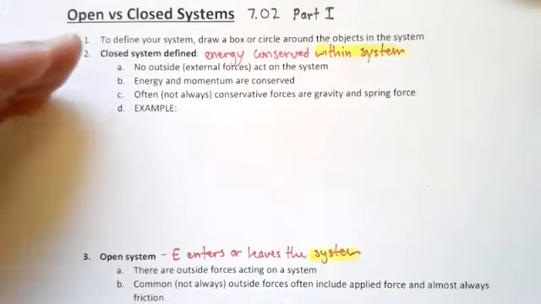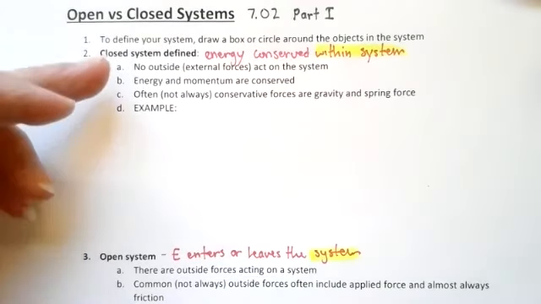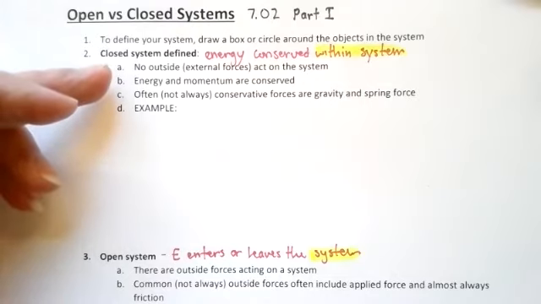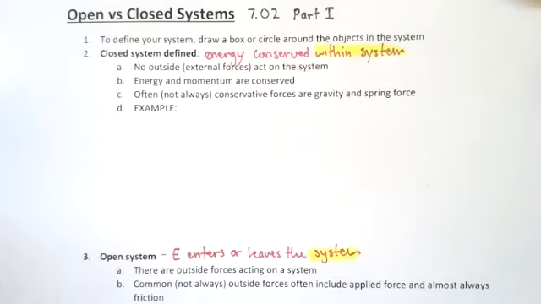So a closed system, by definition, the energy is conserved within the system. That means there are no external forces acting on the system. All of the forces are internal. This is another point of potential confusion. Back when we did Newton's third law, we talked about internal and external forces. So we talked about external forces as forces that are acting on an object, and internal forces are forces that are exerted by the object.